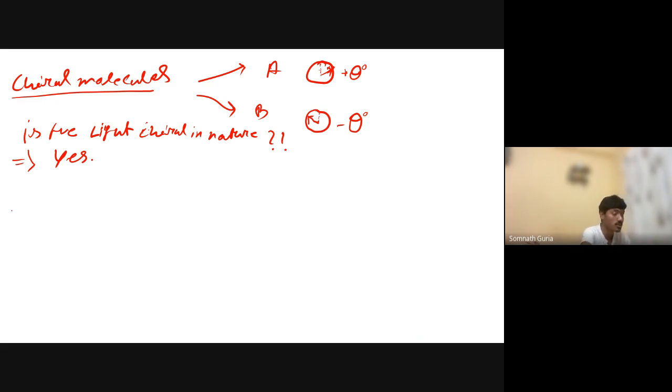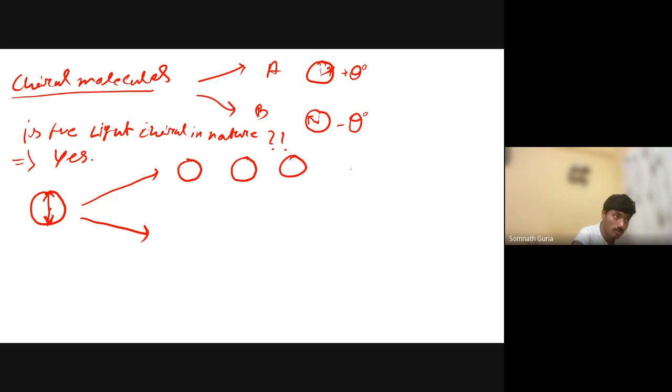Let's suppose this is our plane polarized light. We are talking about the plane polarized light, which is actually associated with two different lights, a combination of two circularly polarized lights.